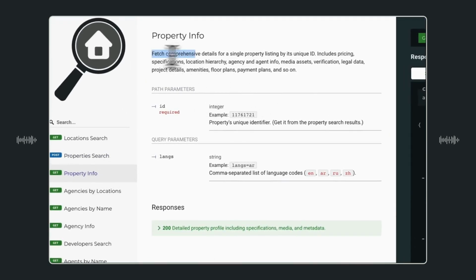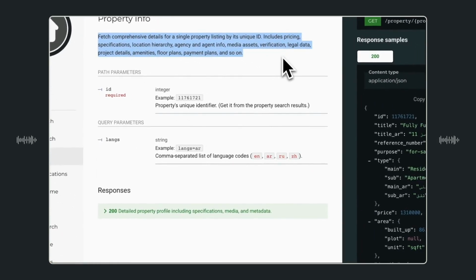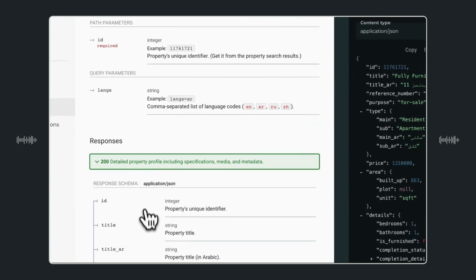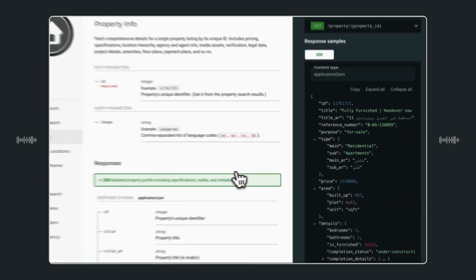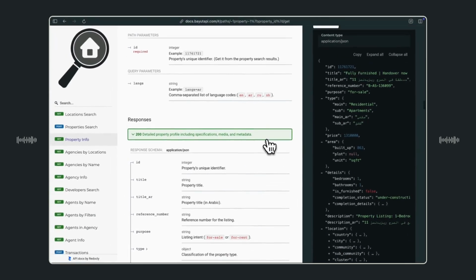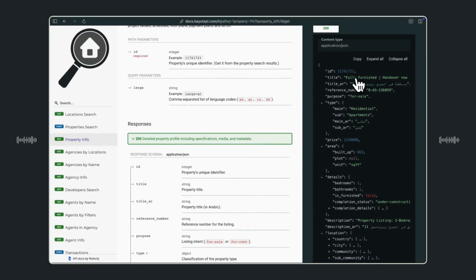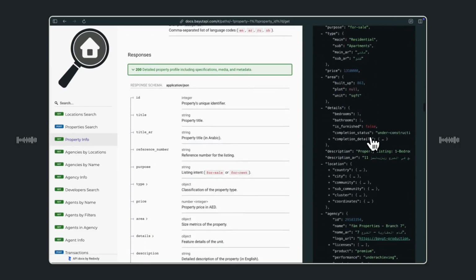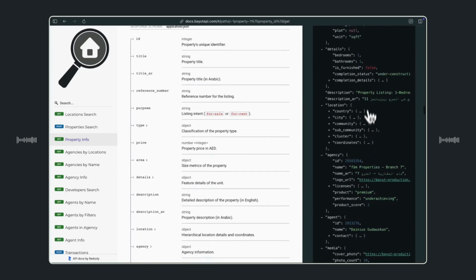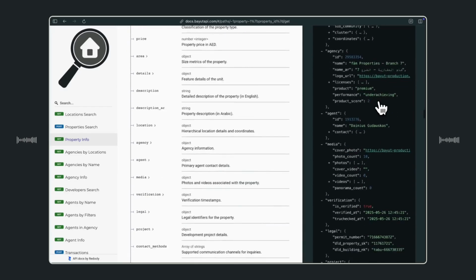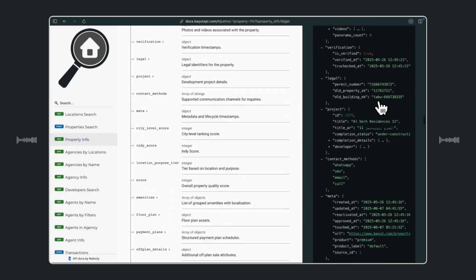Think of an endpoint like a specific door or maybe a dedicated menu option in the API that leads directly to a particular type of information. So in this case, all the granular data about a single property. For that Al Sur Residences property, we can see it's in a building with 7 floors, 120 parking spaces, 1 swimming pool. You can even see the specific payment plans. For this property, it's a 20% down payment, 2% free handover, 70% at handover, and 5% post-handover.